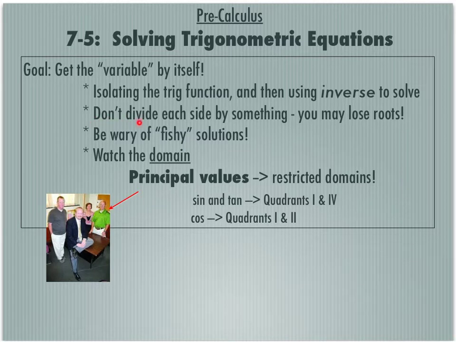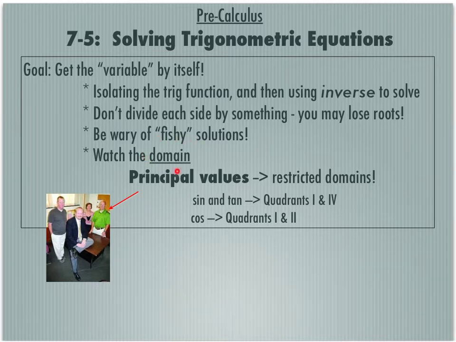Very important piece right here. Sometimes when we're solving equations, we divide each side by a number, and we may be able to do that here, but can't recommend it, because when we do that, we might lose some of our possible answers. We have an example today that will show that. Be wary of fishy solutions. In other words, remember that sine and cosine have maximum and minimum values that range from 1 to -1. So if you ever get an answer of cosine equaling 2, you know that something's fishy about that.